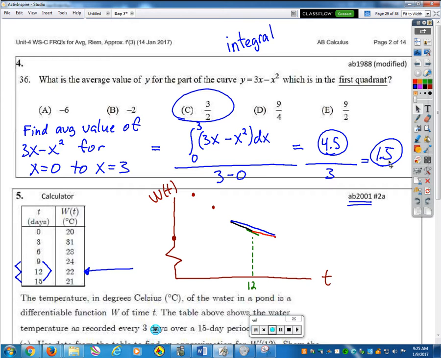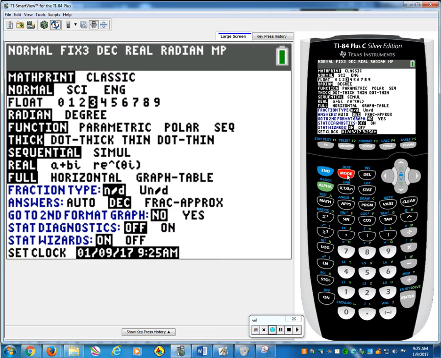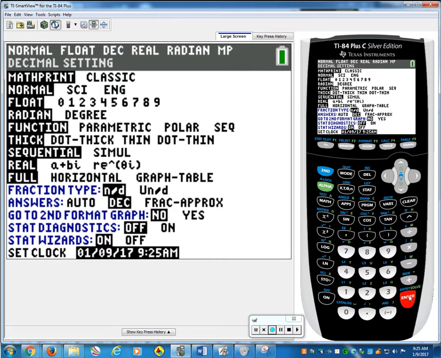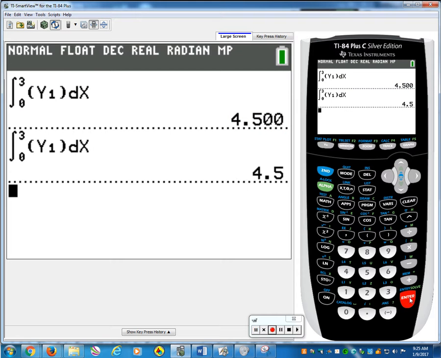On your calculator it says 4.500, does that mean it's not exact? We use 4.5. Really good question. I'm not sure. Let's find out. So I go to mode, and I change this to float. Go back to second quit. Grab it. Again. That one turned out to be 4.5.